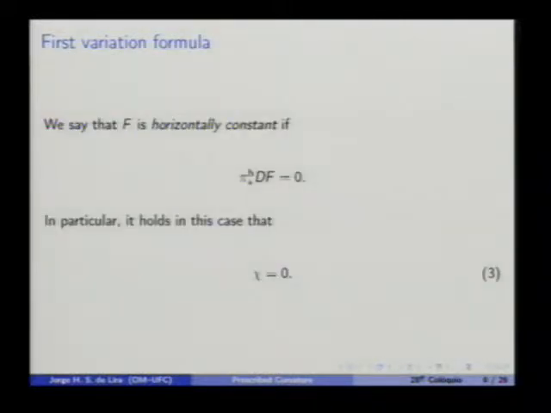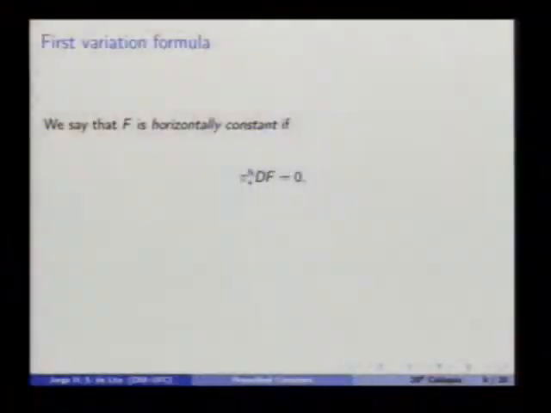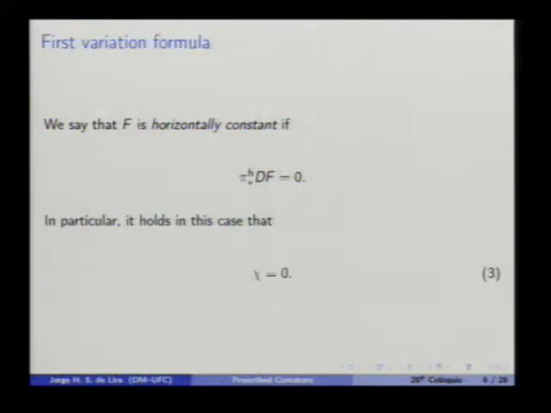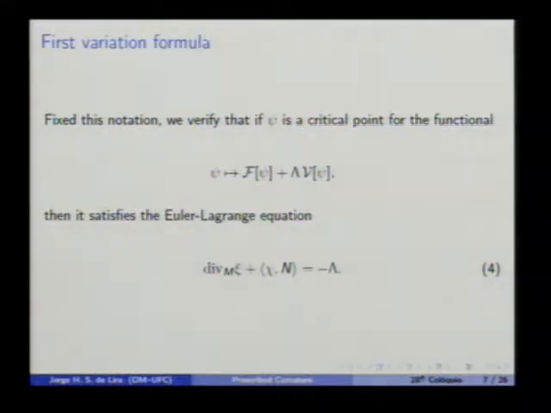A particular choice of f is to suppose that f is horizontally constant. This means that f is independent of the position. It depends only on the second entry. This means it depends only on the normal vector field of the immersion, not on the position vector. This, for example, is the case of the area functional. So supposing this condition, the second vector field vanishes, and the Euler-Lagrange equation is just the divergence of psi equals this constant lambda.